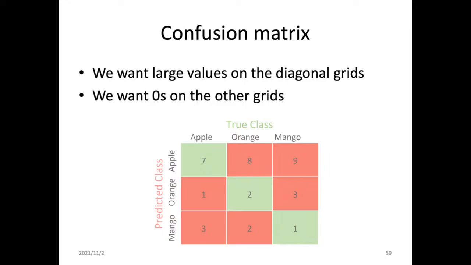Next, confusion matrix. We saw the confusion matrix for binary classification last week, and now we are going to look at multi-class classification. Here I give a 3-class classification: either the fruit is an apple or an orange or a mango. These are the true classes, and these are the predicted classes. So that means 7 apples are predicted as apples, 1 apple is predicted as orange, and 3 apples are predicted as mango, and so on. So this is the confusion matrix.